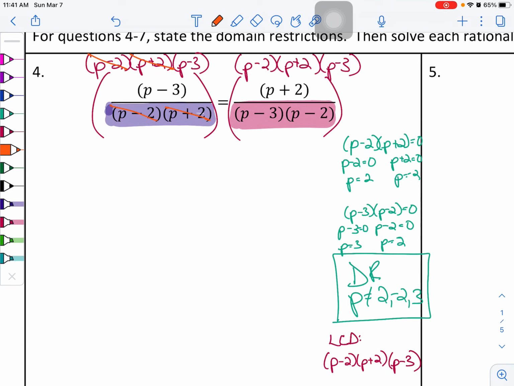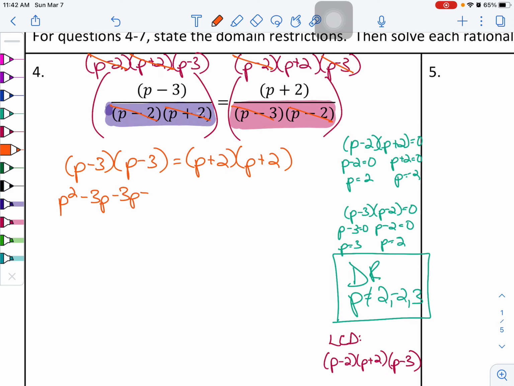terms in your problem. So in the first fraction, p minus 2 and p minus 2 divide out, p plus 2 and p plus 2 divide out, leaving p minus 3 from the LCD and the numerator of p minus 3. This is going to equal, now I'm going to do the same thing. So p minus 3 will divide out p minus 3, p minus 2, p minus 2, leaving p plus 2, p plus 2. Now, I do have a quadratic equation to solve, but I no longer have any fractions in it, which is a nice thing.